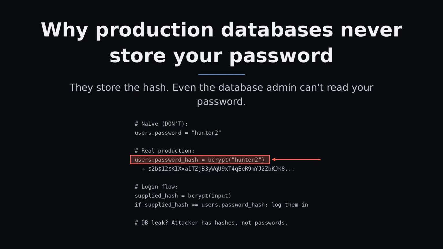There is no path back from the hash. If the database is stolen, attackers walk away with hashes, not passwords. There's a complication. Naively hashing a password is too fast, so attackers can guess billions of common passwords per second. The fix is deliberately slow hash functions like bcrypt or argon2, which we'll cover in a later episode specifically about password storage.